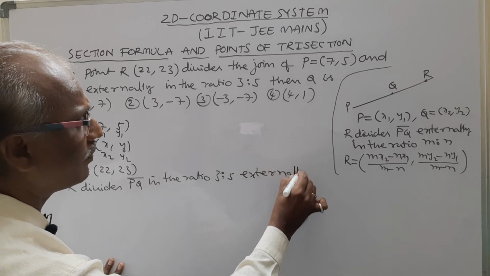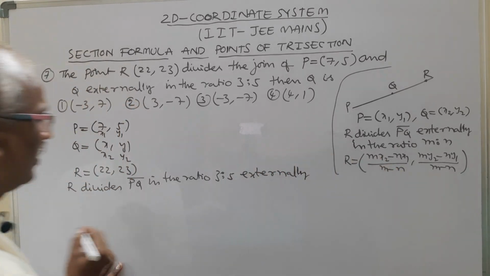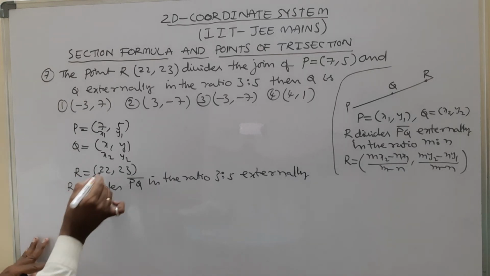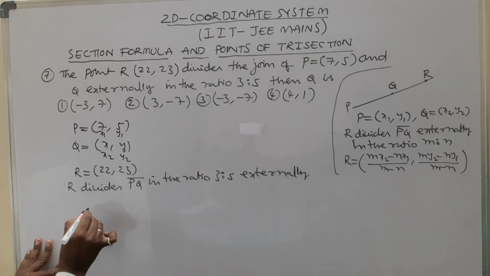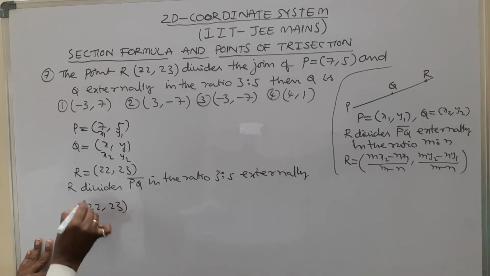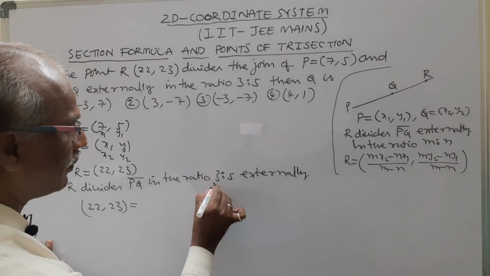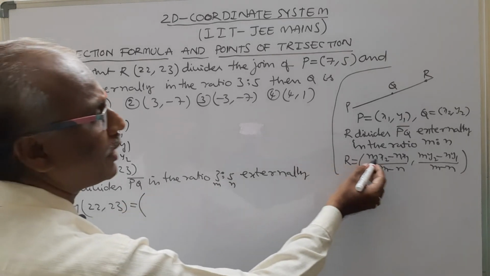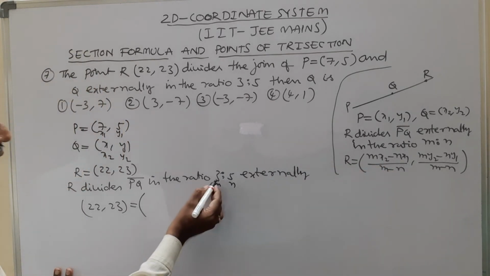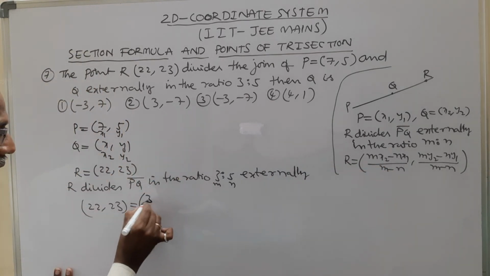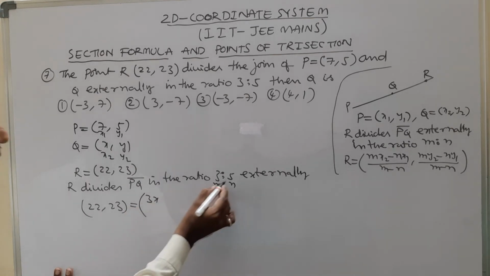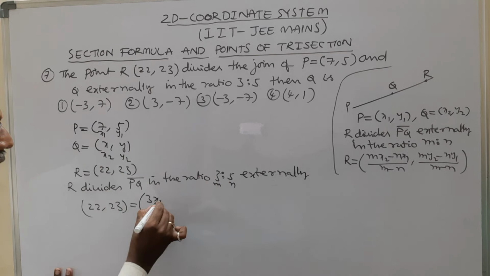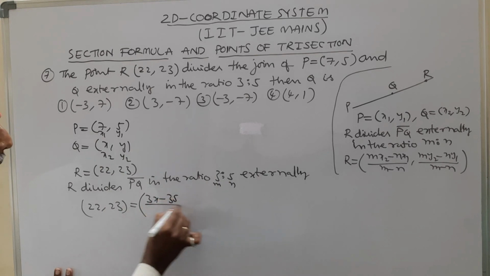If it is given externally, the formula is minus. Here, apply the values directly. R equals (22, 23), m equals 3, n equals 5. Apply the formula directly: mx2 minus nx1 over m minus n, which is 3 into x2, 3x, minus 5 into 7, 35, over 3 minus 5, which is minus 2.